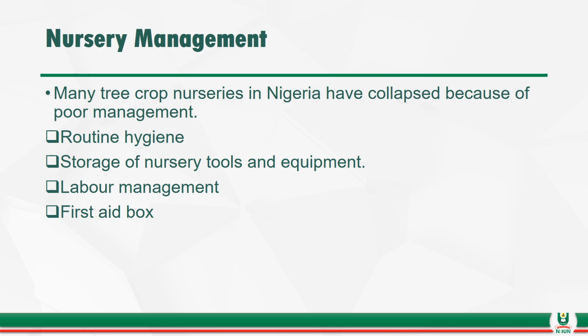Let's continue with our nursery management practices. Many tree crop nurseries in Nigeria have collapsed because of poor management. There are four main types of management practices that should be carried out in our nursery. We have routine hygiene, weeding, keeping the place very neat, storage of nursery tools and equipment, which should be well stored where they are supposed to be stored, labor management, and a first aid box.